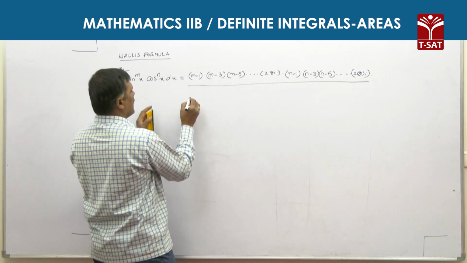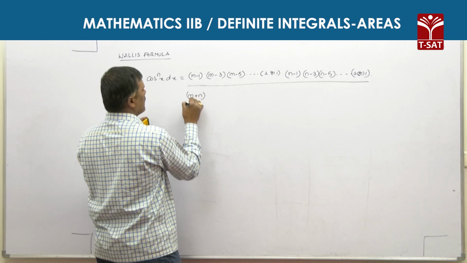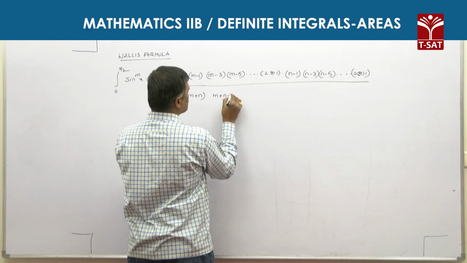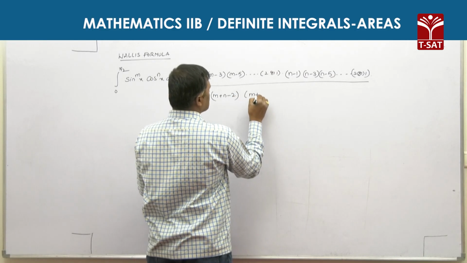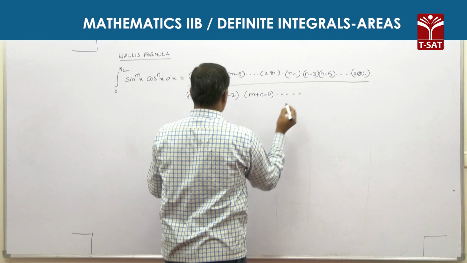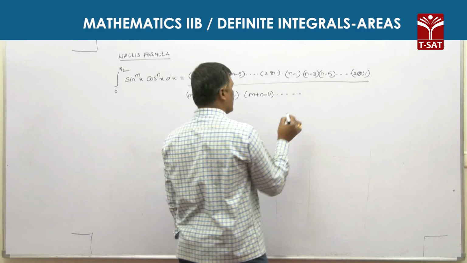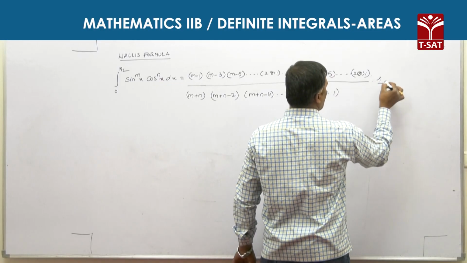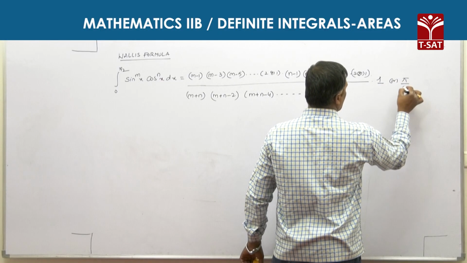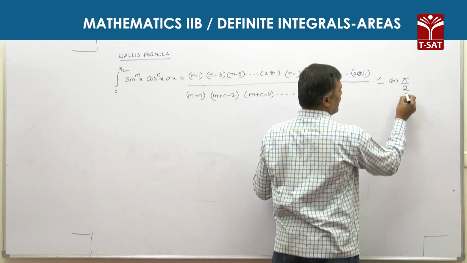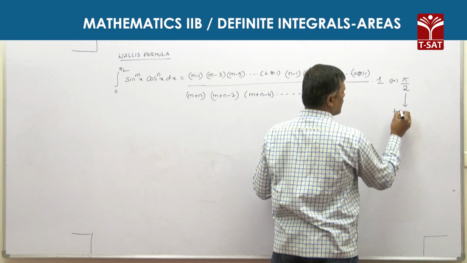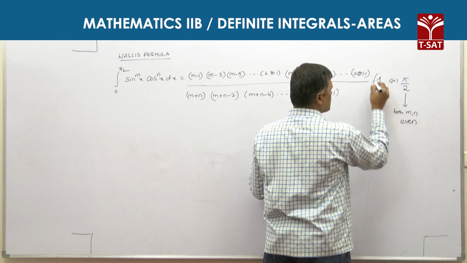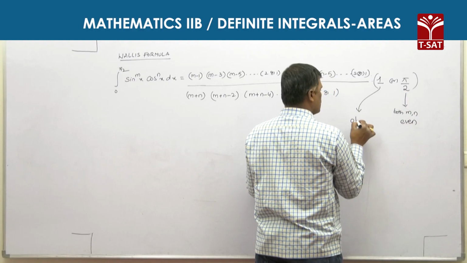begin with m plus n as the first term and reducing each term, m plus n minus 2, next m plus n minus 4 and so on till 2 or 1, into 1 or pi by 2 into pi by 2. We use pi by 2 when both m and n are even, both m, n even. We use 1 otherwise.